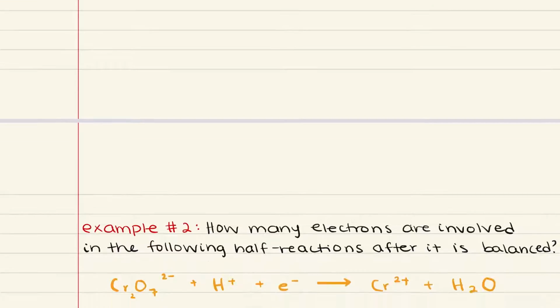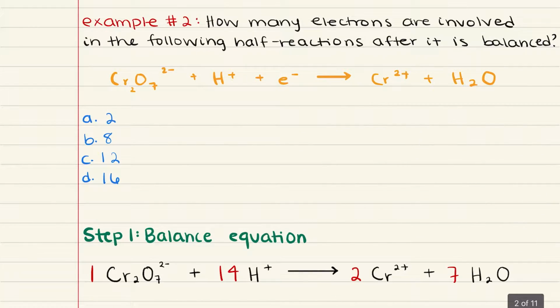Beautiful. Let's move on to problem 2. Problem 2 asks, how many electrons are involved in the following half reaction after it is balanced? We're looking at the reaction between dichromate and chromium 2 ion. Now, to start this off, we're not going to concern ourselves with the electrons. We're going to leave that at the end when our final step is to balance the charge.